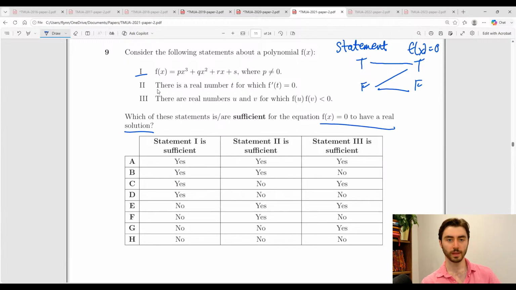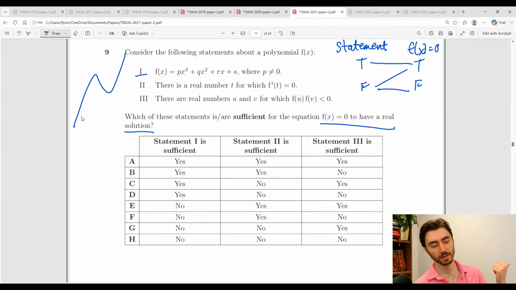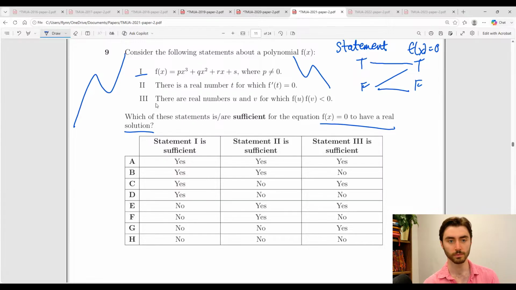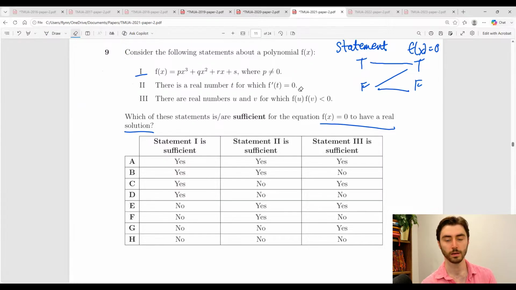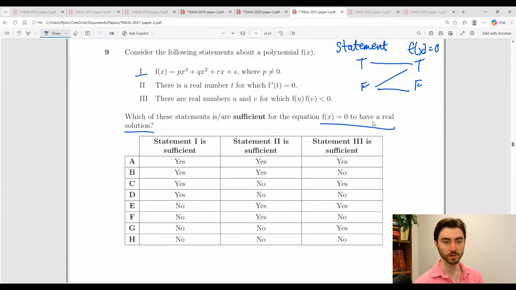So 1, if it's a cubic, we can guarantee that it has a real solution because, just from the end behavior, we know it's going to shoot down for minus. When x tends to minus infinity, it doesn't matter whether p is positive or negative. At some point, it's going to have to go through 0. So if statement 1 is true, it is definitely true that there is a real solution.